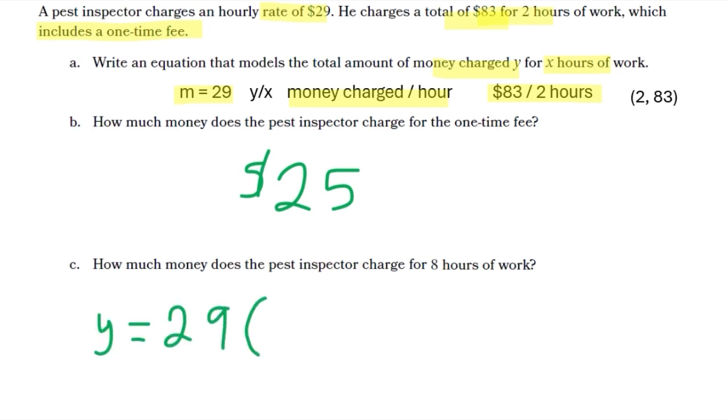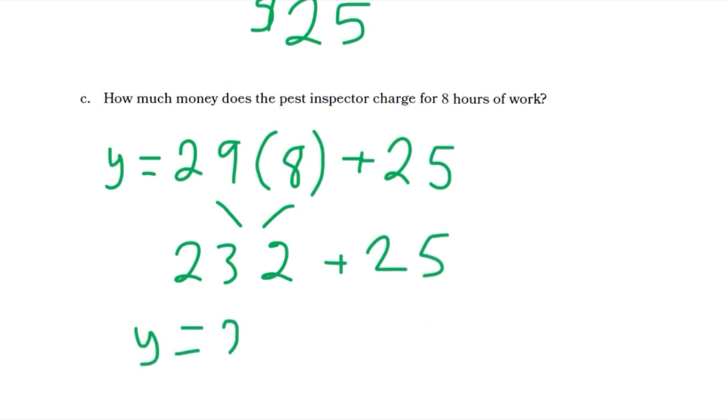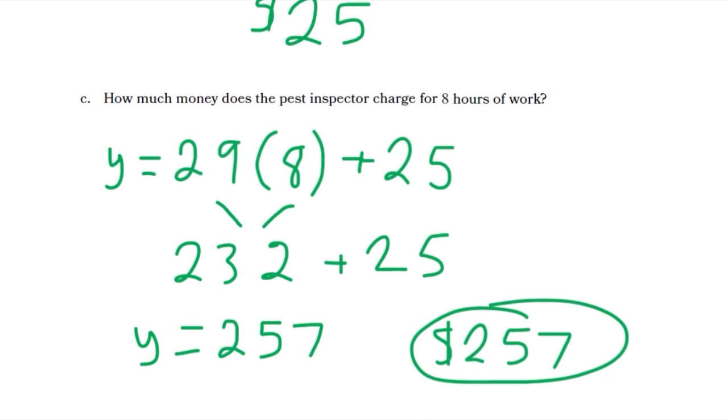Now, how much do they charge for 8 hours of work? I'm actually going to take my x and replace it with 8. So I'll have 29 times 8 plus 25. I'm going to distribute: 29 times 8 is 232, plus 25. So I get y equals 257, and that actually represents $257. So how much do they charge for 8 hours of work? $257.